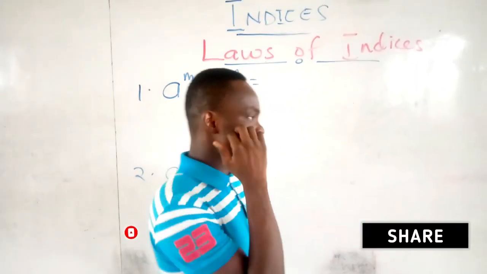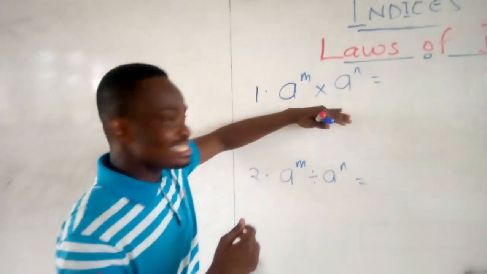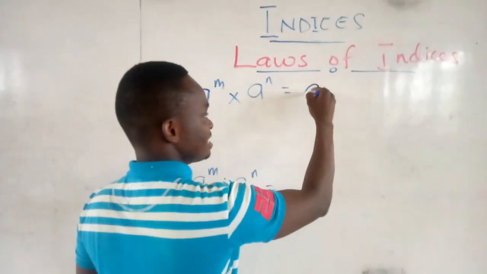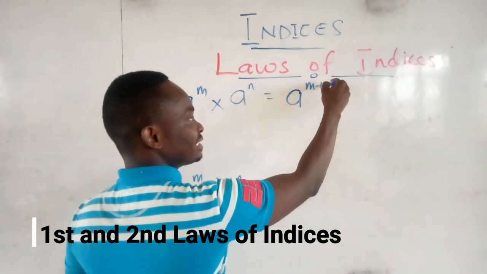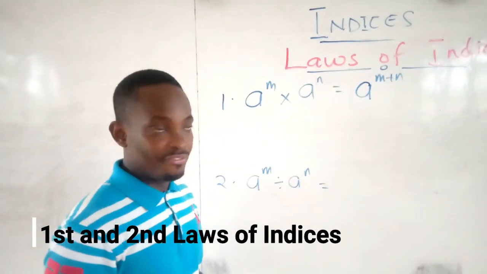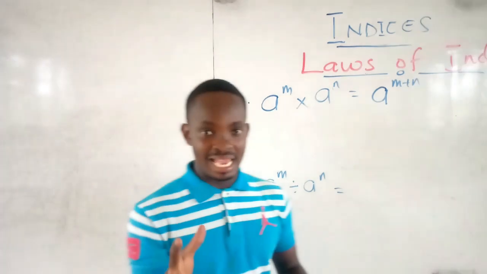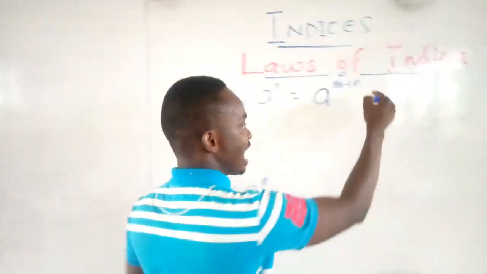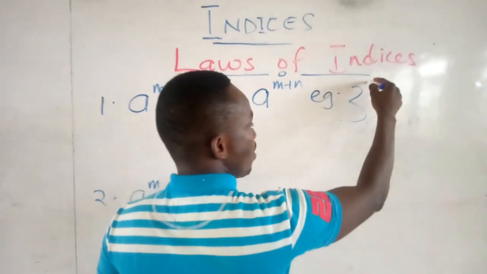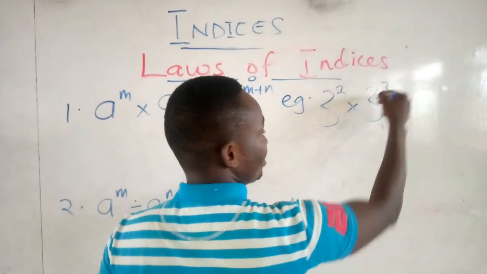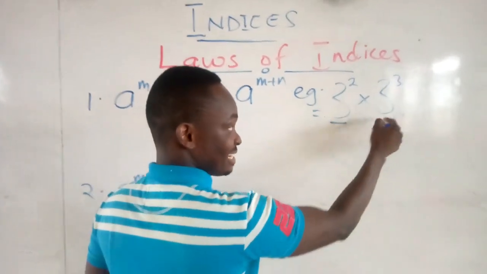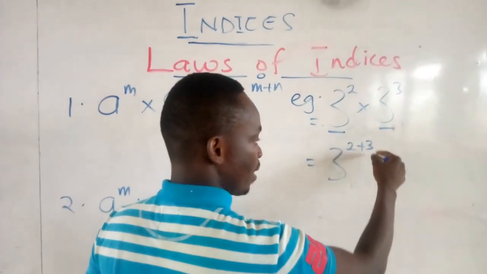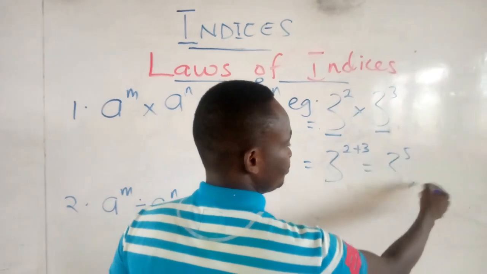So the first law says that if 2 indices of the same base are multiplying, you maintain the base, then add the powers. Okay, once again, if 2 indices are multiplying of the same base, maintain the base and add the powers. So example, I have 3 to the power 2 times 3 to the power 3. Now they are the same base, 3. So I just maintain the base and I'll add the powers. It becomes 3 to the power 5.